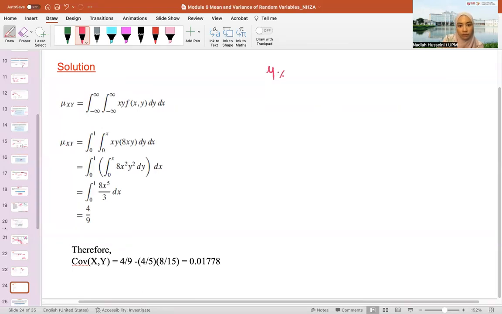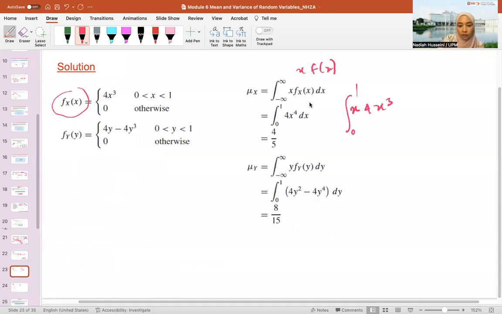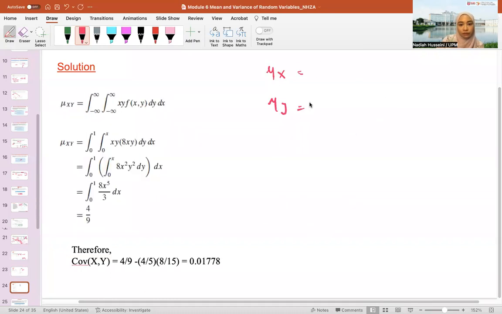We already found out what is mu x, what is mu y. Let me write that somewhere. Mu x is 4 over 5, mu y is 8 over 15. And now we have to find out what is mu xy. So this is going to be a little bit different. For one random variable, we saw earlier that it is x times f of x.